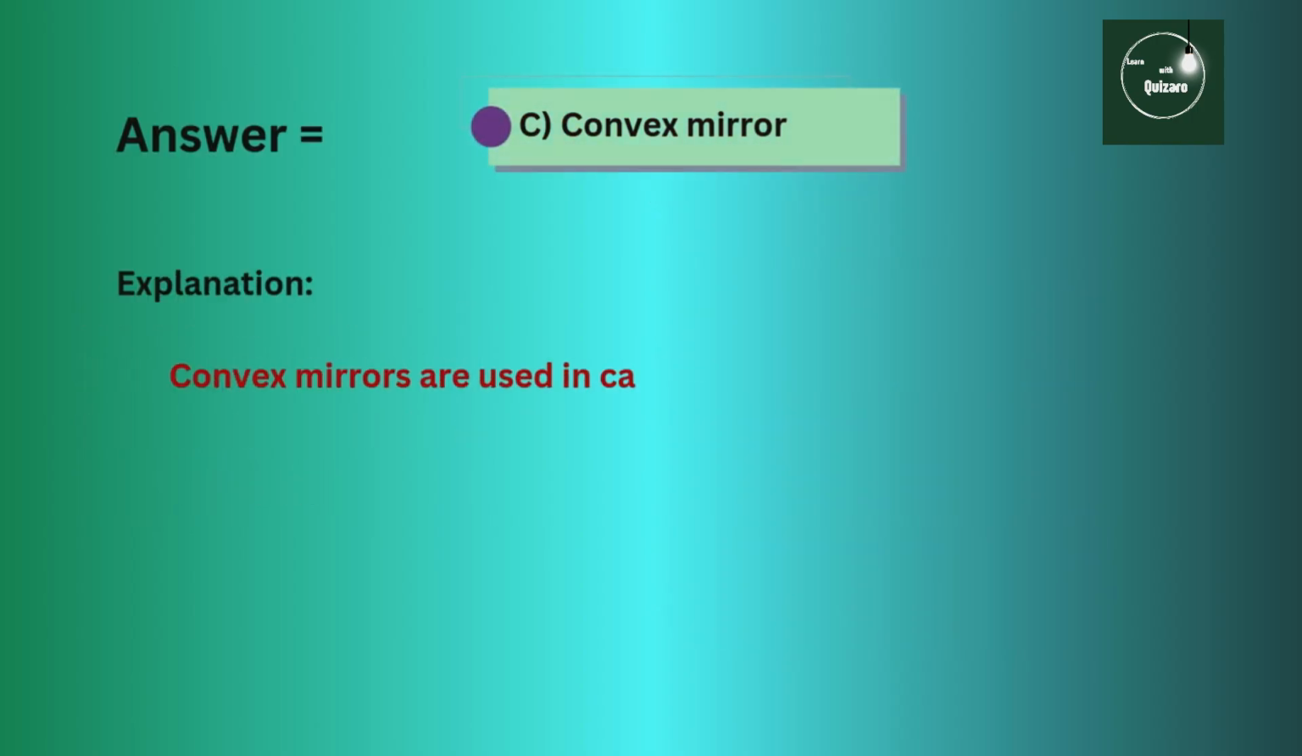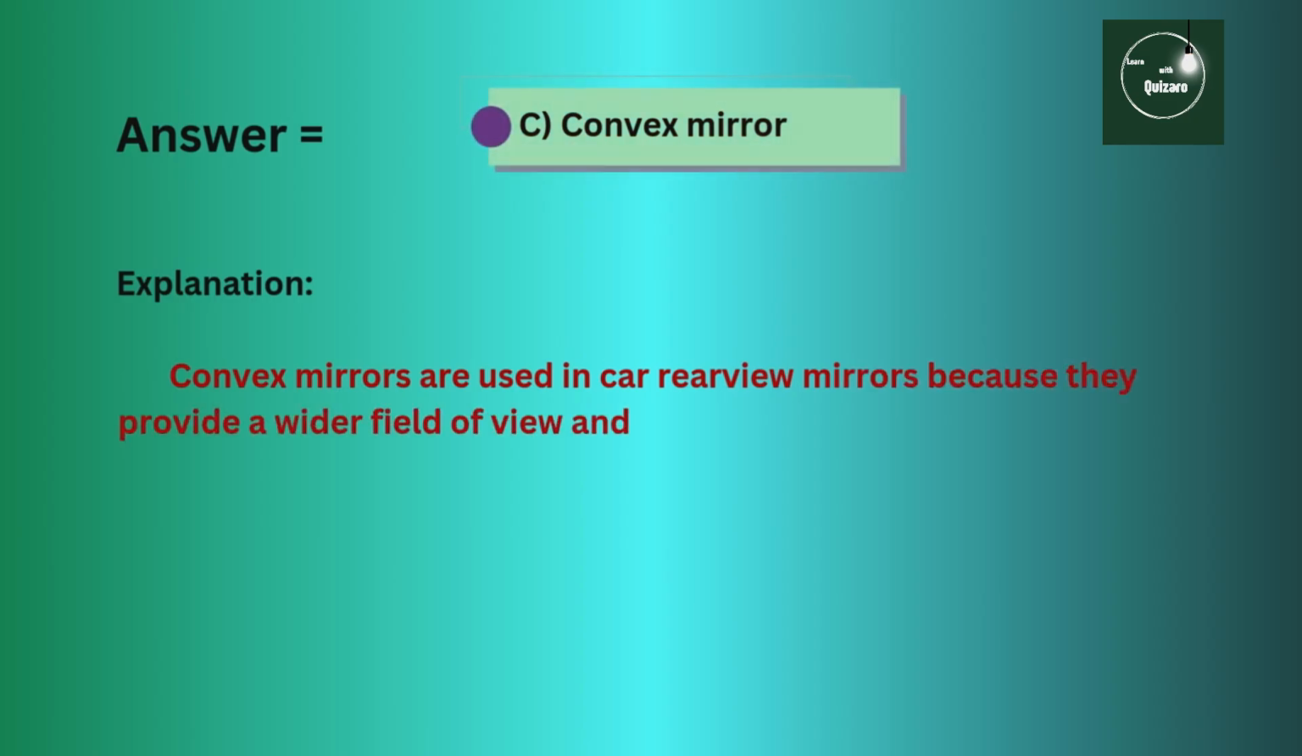Answer is C. Convex mirror. Convex mirrors are used in car rear-view mirrors because they provide a wider field of view and produce smaller, upright images of objects.